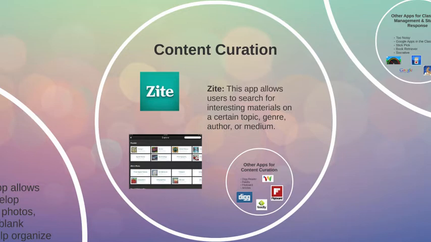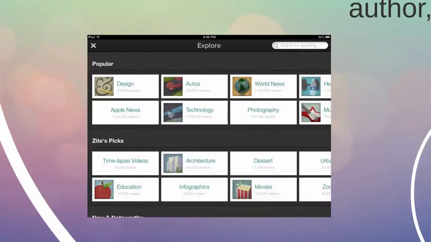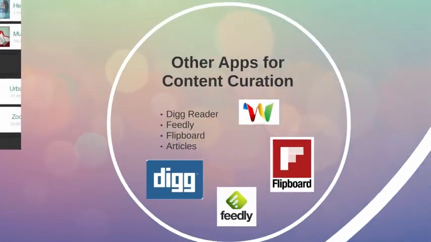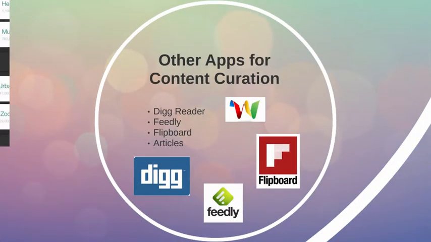The users can search based on their interests in a topic, a specific genre, a certain author, or maybe even a certain type of media that they're interested in, such as newspapers or magazines. As you can see, you click on a topic and you can narrow it down by that topic with each click, making it easier for the user to find the exact results that they're looking for. Other apps that are kind of like this are DigReader, Feedly, Flipboard, and Articles, which also narrow down the material for your students so it's not as overwhelming when they're looking for their content.